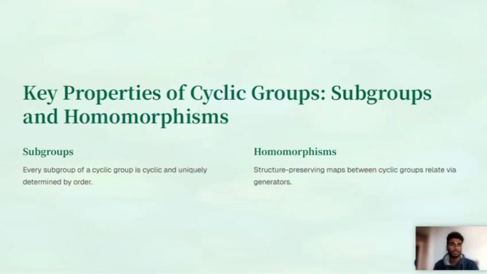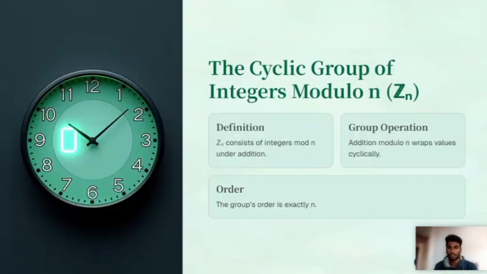Next is the cyclic group of integers modulo n, where we cover the definition, group operation, and order. Zn consists of integers modulo n under addition. The group operation is addition modulo n, which wraps the values cyclically. The group's order is exactly n. This is about the cyclic group of integers modulo n.